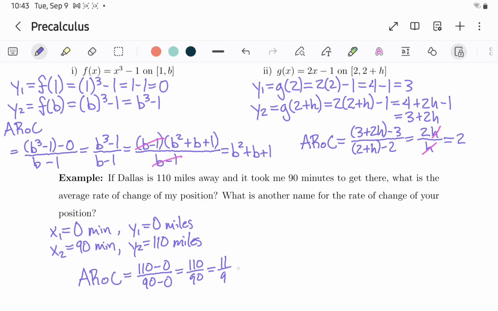And if we want, we can write this in decimal. So 11 over 9 is just going to be equal to 1.2 repeating, which I'm going to indicate with a little horizontal bar over the 2. And using the units we have here, miles per minute.